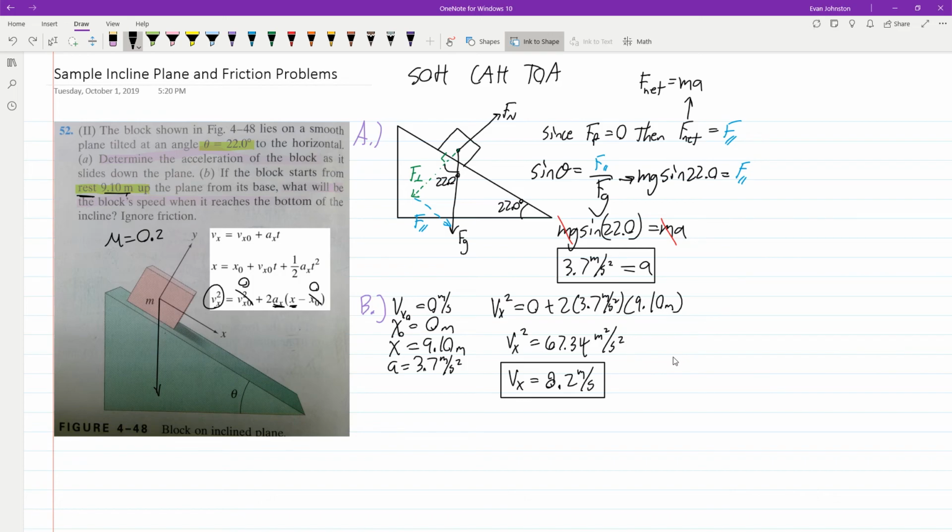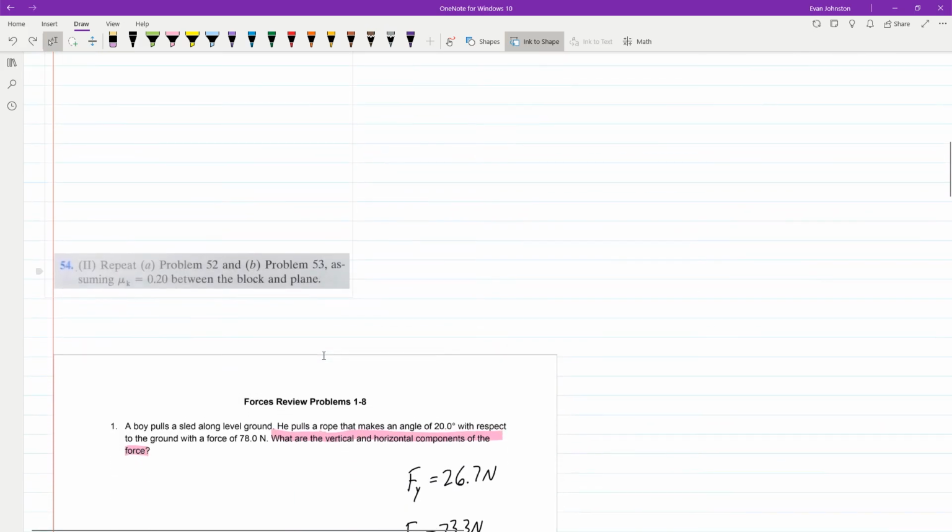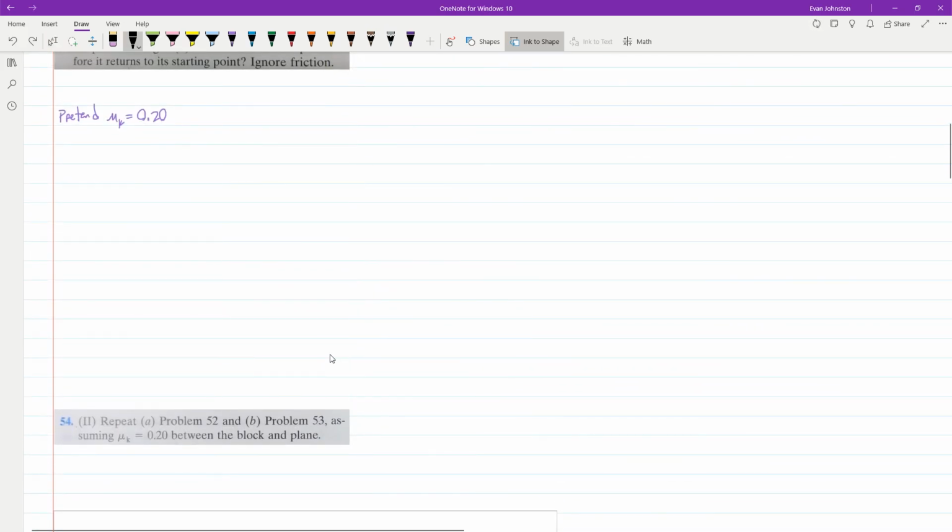So what I want to do now is look at a problem that I'm not asking you to do, at least I don't think so. I want to look at this one. It's 54 in the book. It says, repeat the problem we just did, but if mu, the coefficient of friction, is 0.20 between the block and the plane. So how the heck would I do that?